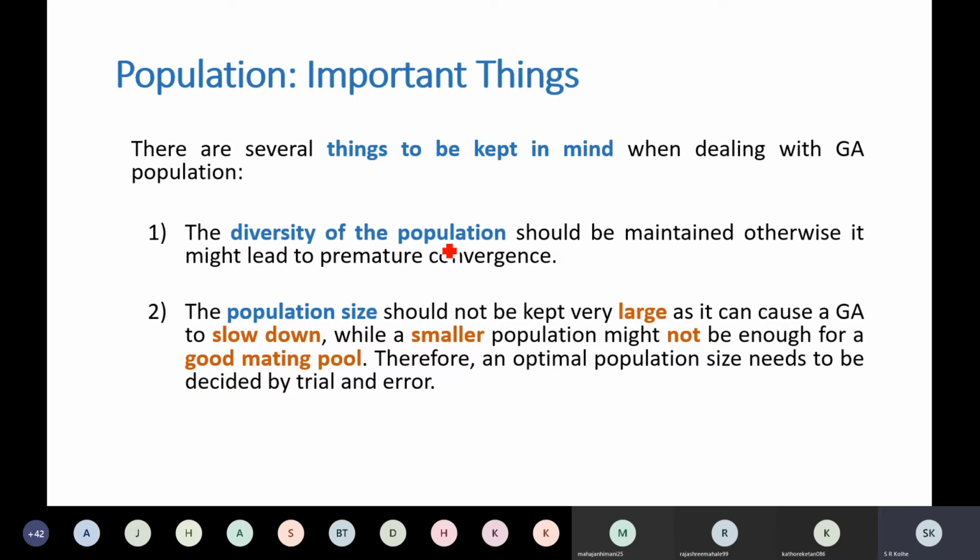There are two important things that we should keep in mind while representing a population. Your population should be diverse, so diversity should be maintained. If diversity is not maintained, then that will lead to premature convergence. So what is the meaning of this? Premature convergence means what will happen in terms of getting a solution?